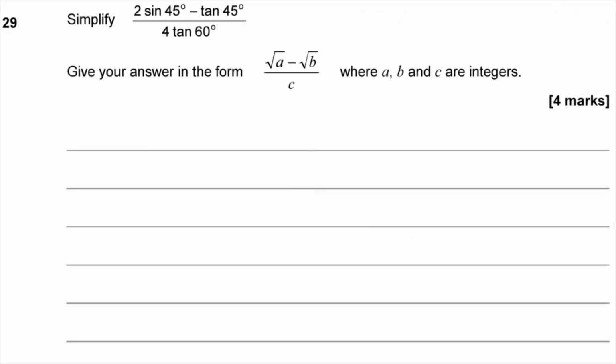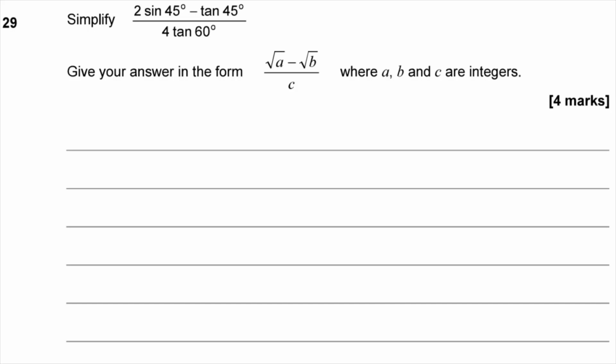Question 29, a horrible one to finish with. Simplify 2 sine 45 degrees minus tan 45 degrees, divided by 4 tan 60 degrees. Give your answer in the form root a minus root b over c, where a, b and c are integers. So basically we need to recall our exact values for trig and do some surd simplifying to finish off with.